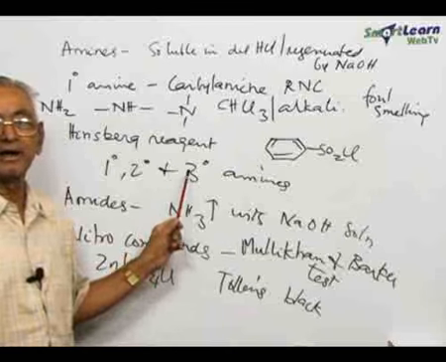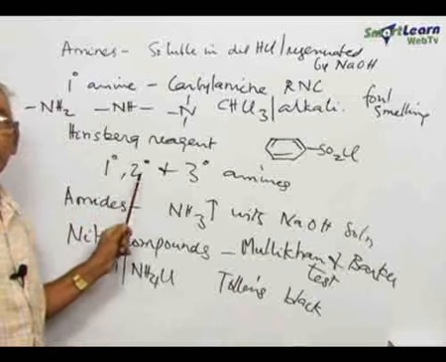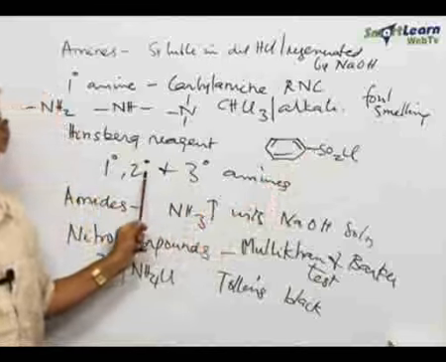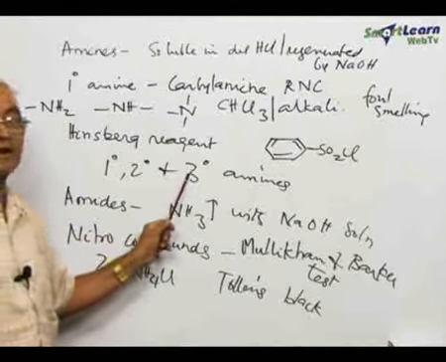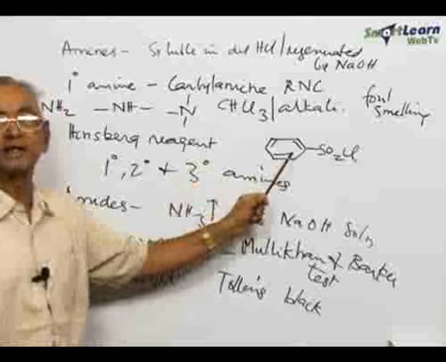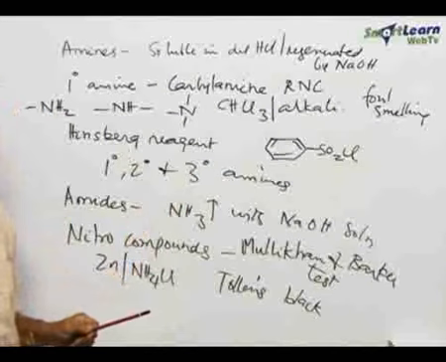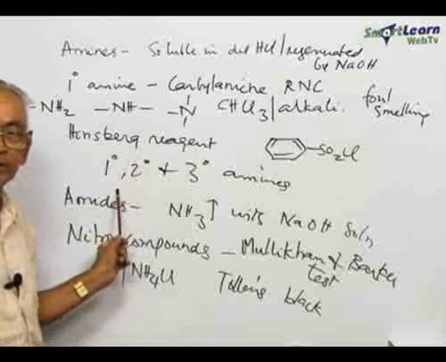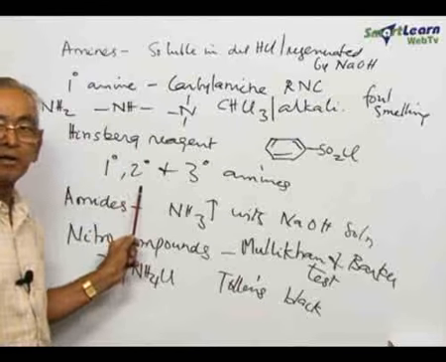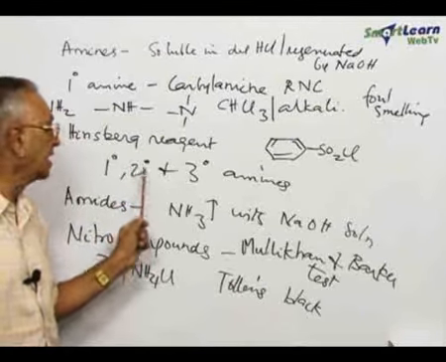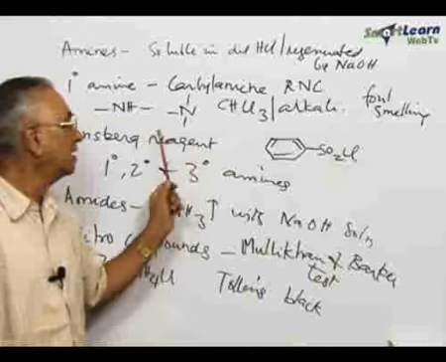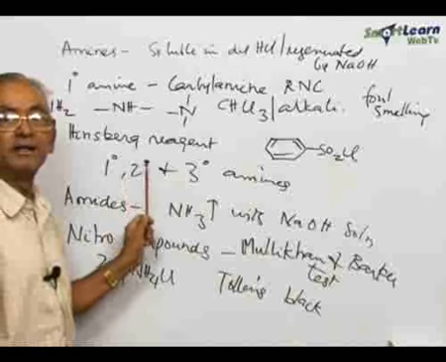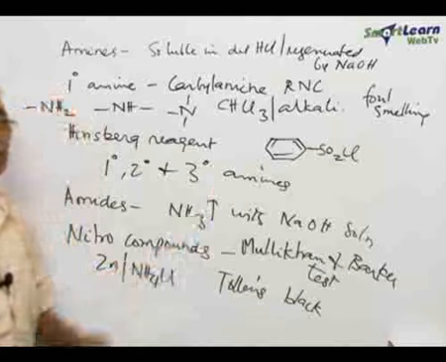But in the case of the tertiary amine, Hinsberg's reagent will not react with the tertiary amine. So, the primary amine will react with benzene sulfonyl chloride to form a derivative soluble in sodium hydroxide. The secondary amine will form a derivative but it does not dissolve in sodium hydroxide, and the tertiary amine does not react at all. This is one of the methods of distinguishing between a primary amine, secondary amine and tertiary amine.